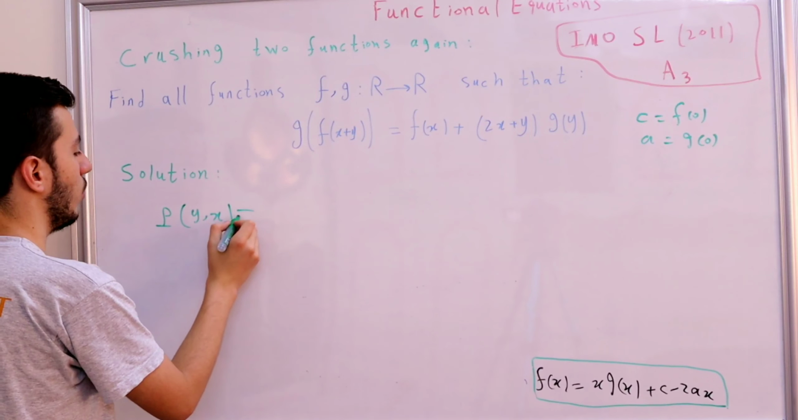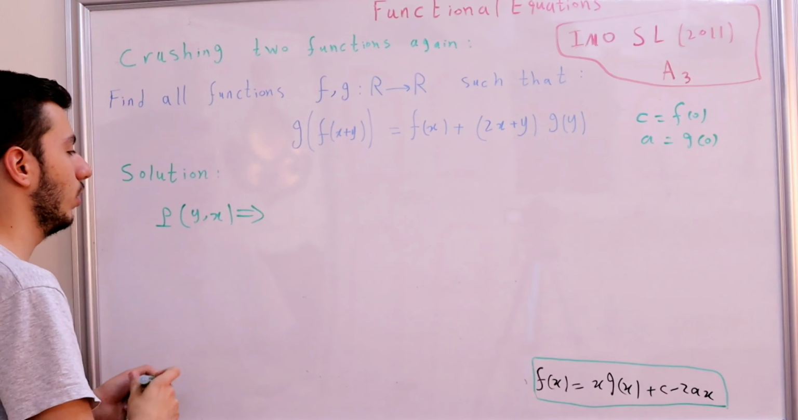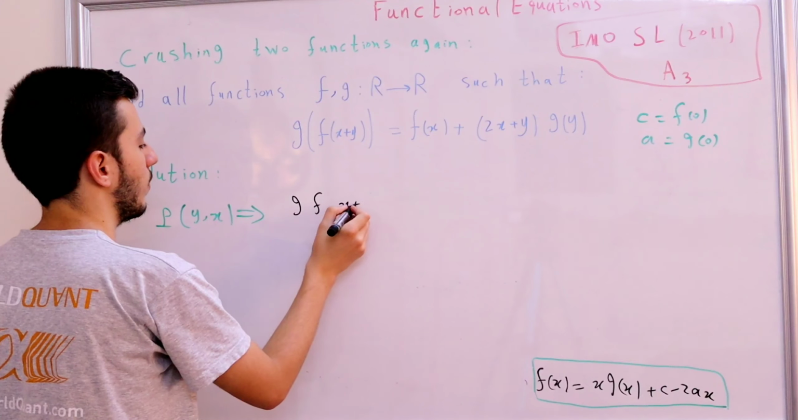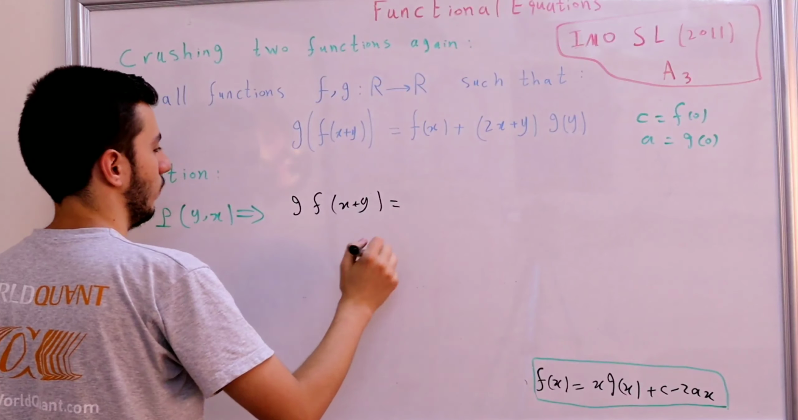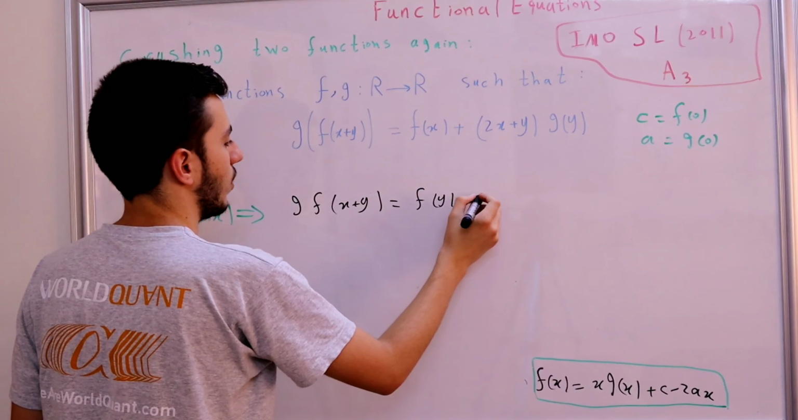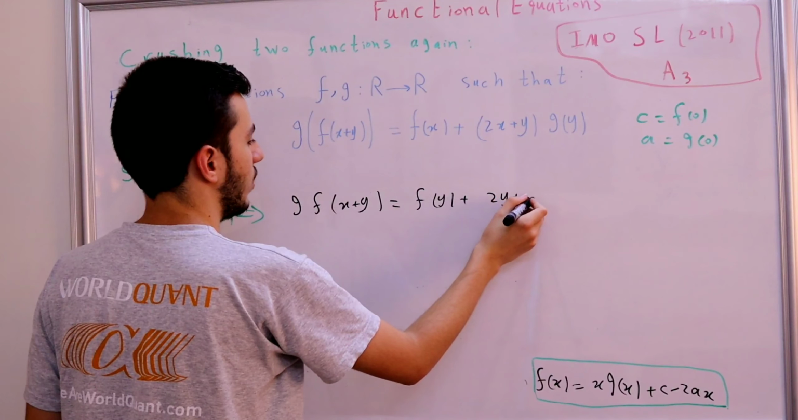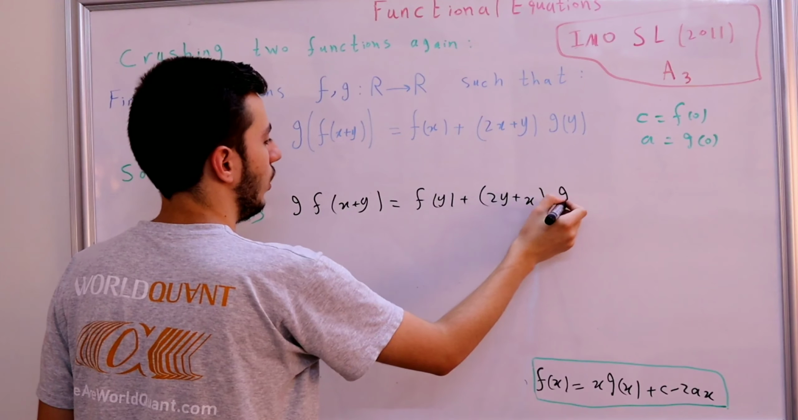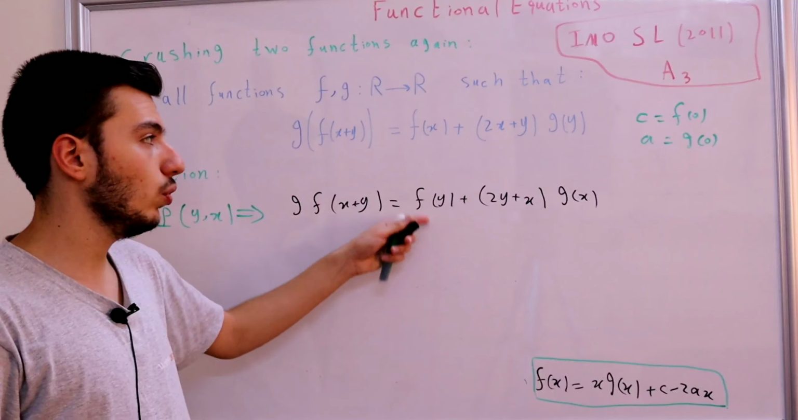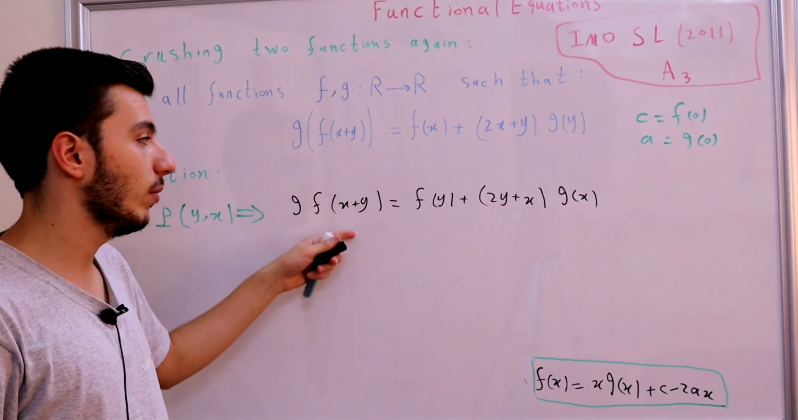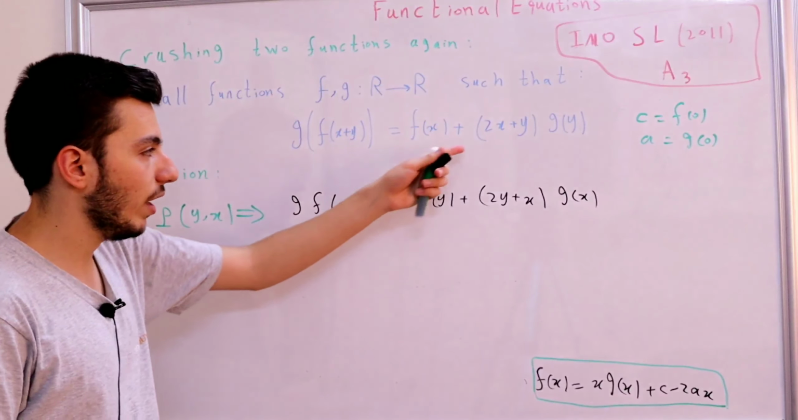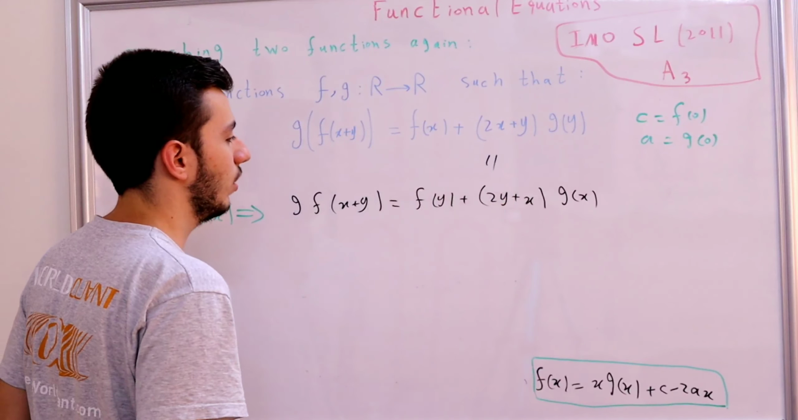P(y, x). Because the left-hand side will be the same. So again, we have g of f of x plus y. But the right-hand side is now f of y plus 2 times y plus x times g of x. Great. So again now, I have two equations. The left-hand side is the same. That means that the right-hand side is also the same. So again, the same idea. Now we have that this is equal to this, right?